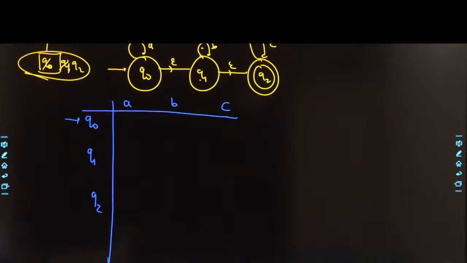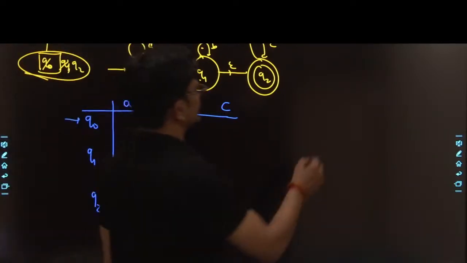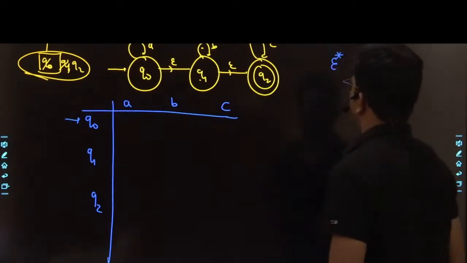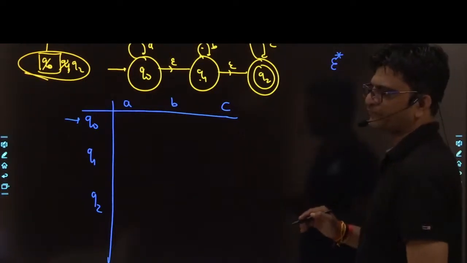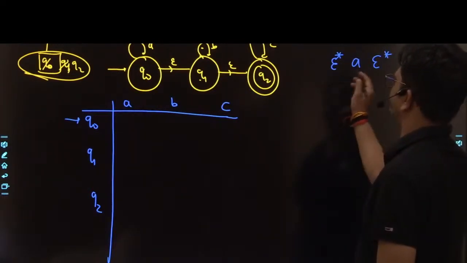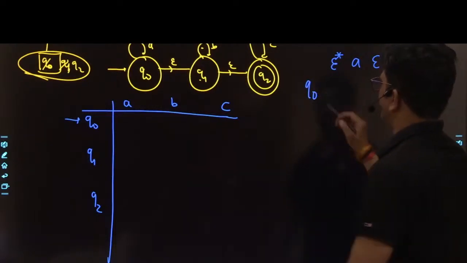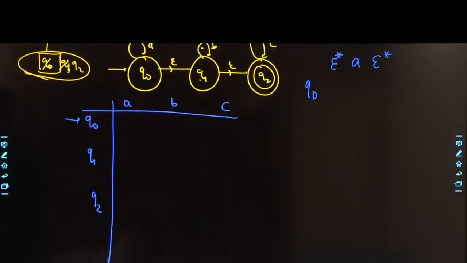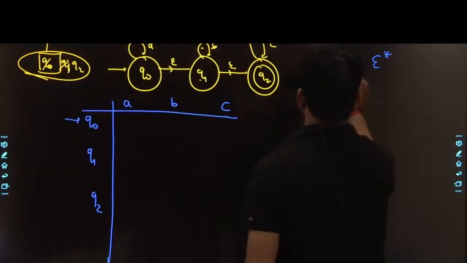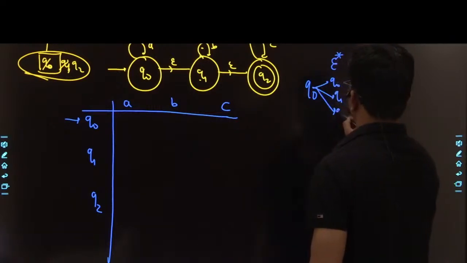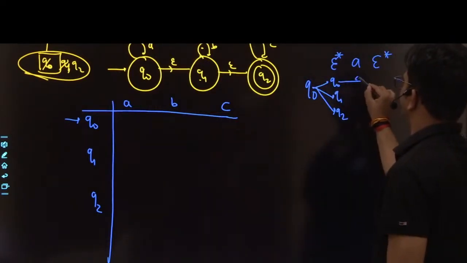So Q0 on A. What do you mean by this? We can read any number of epsilons before A. We can read any number of epsilons after A. So if we have to find Q0 on A, so see, Q0, what is the epsilon closure of Q0? Q0, Q1, Q2.